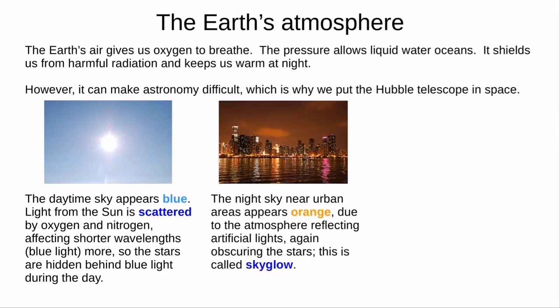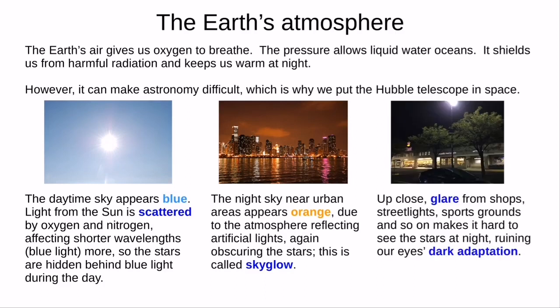Near cities and towns, the sky takes on an orange colour at night, as dust in the atmosphere reflects artificial light. This is called sky glow, and makes the sky too bright to see dim stars. This isn't really the atmosphere, but in any developed area there will be glare from shops, stadiums, streetlights, cars and so on. This ruins our eyes' night vision or dark adaptation.